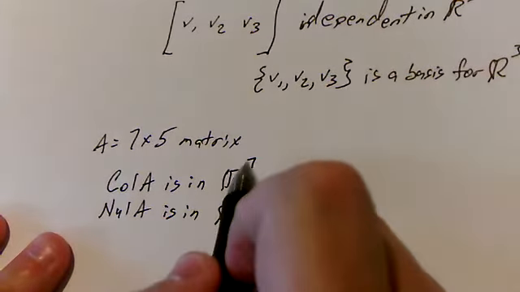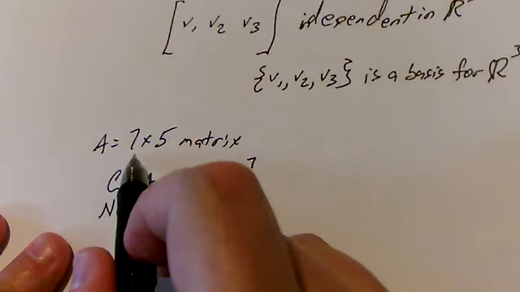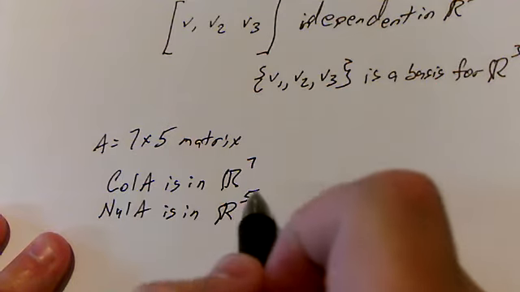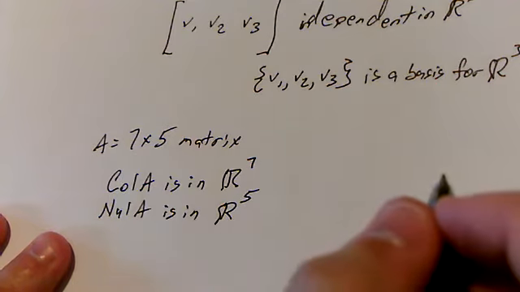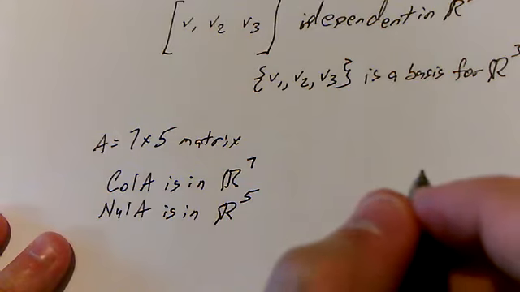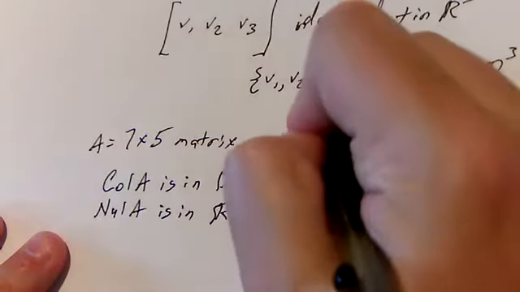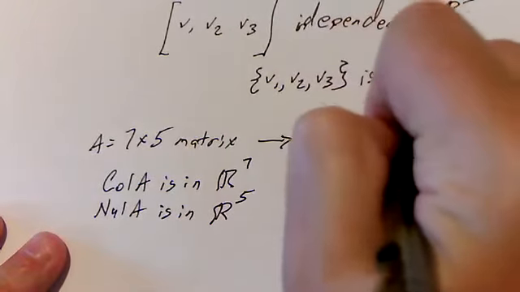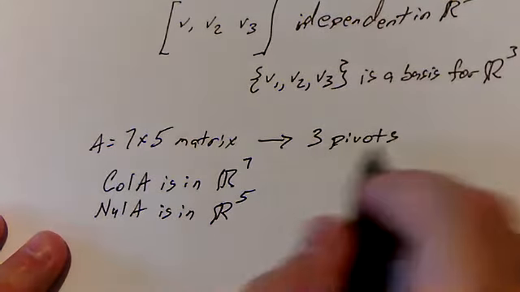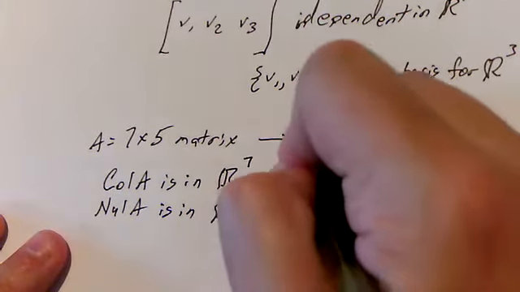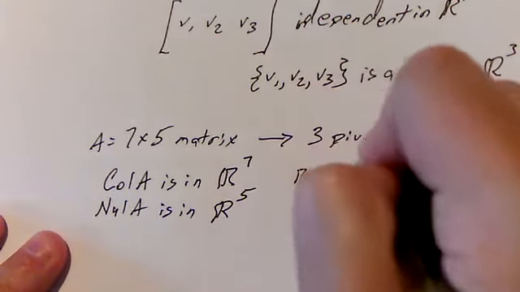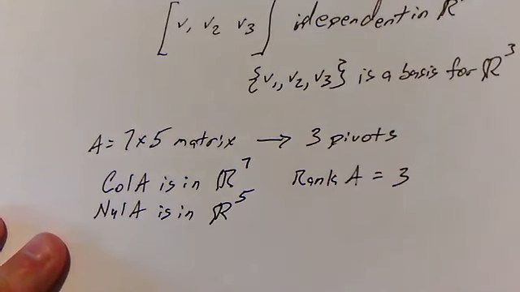So the column space is always in Rm, the number of rows. The null space is always in Rn, the number of columns. Now let's say I know something about this A. This 7 by 5 matrix has 3 pivots. Well, if there's 3 pivots, I have 3 independent columns. So the rank of A would equal 3. Three independent columns. The column space has 3 vectors in its basis. The dimension of the column space is the rank. Tie it all together. Three pivots gets us that.